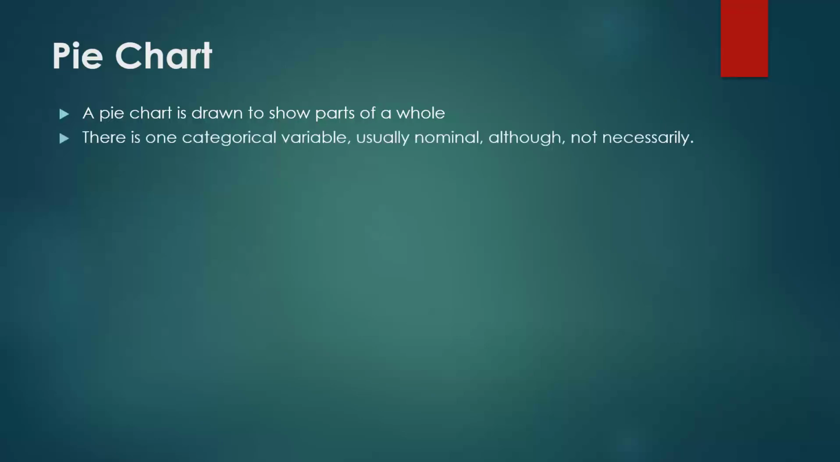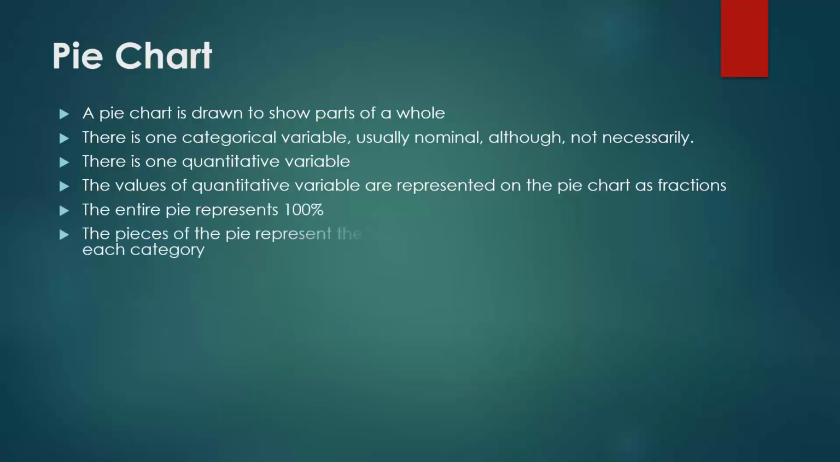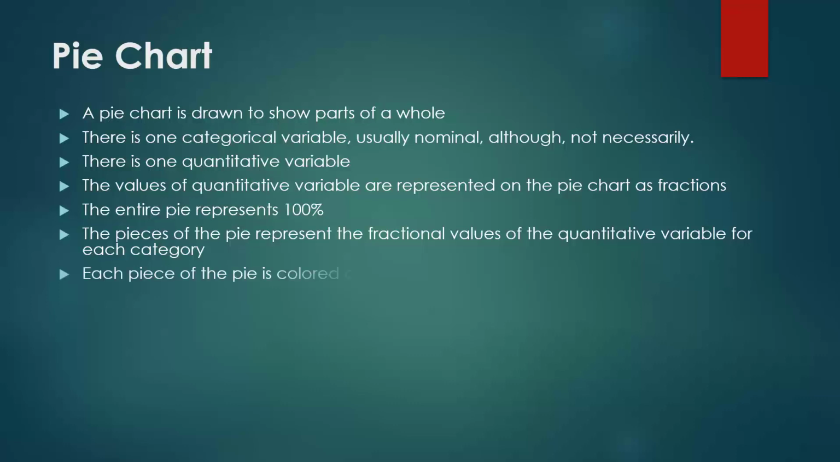So there is one categorical variable, usually nominal, although not necessarily. And there is one quantitative variable. So the values of the quantitative variable are represented on the pie chart as fractions. So the entire pie represents 100%, and the pieces of the pie represent the fractional values of the quantitative variable for each category of the categorical variable.